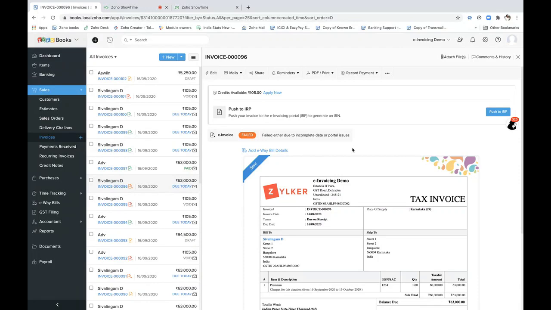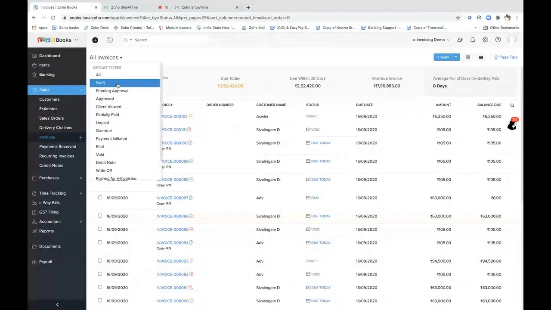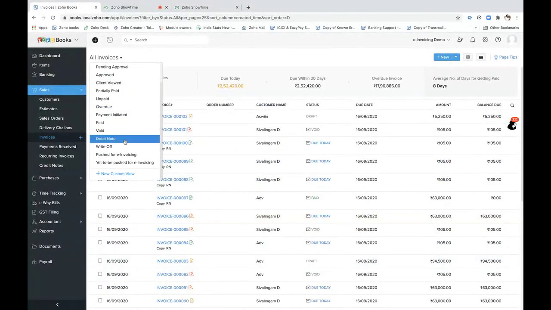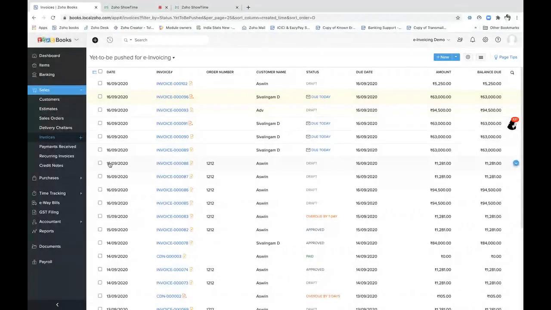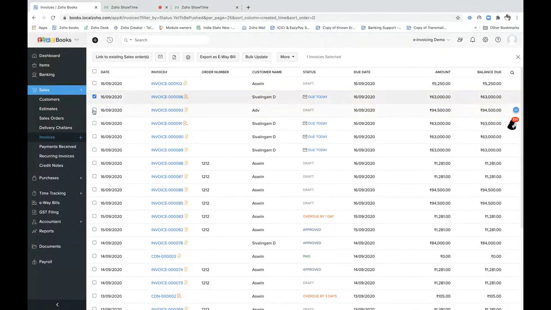All right, now what if you have created invoices in bulk? Let's say you have created 10 invoices and right away you would want to push that to the IRP and generate the IRN. You click on all invoices and you will have a filter here, which is yet to be pushed for e-invoicing. Just choose this filter. And now you need to just choose which are all the invoices which have to be pushed. And you will find a more option. Click on this and push to IRP.